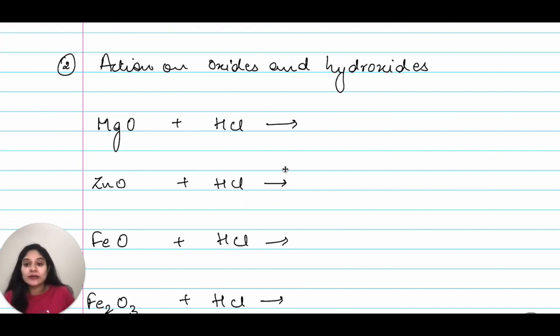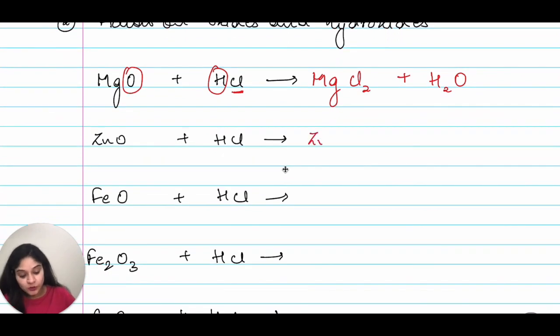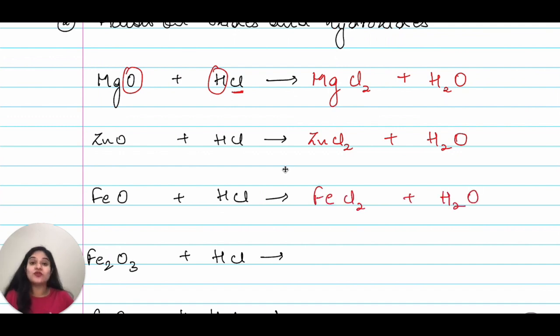So let's look at the reactions now. So we have Mg, that will combine with chlorine. So that will give me MgCl2. What is left? H and O, that will combine to give me water. The same thing would happen in ZnO. So ZnCl2 plus H2O, FeCl2 plus H2O. So this is ferrous chloride.